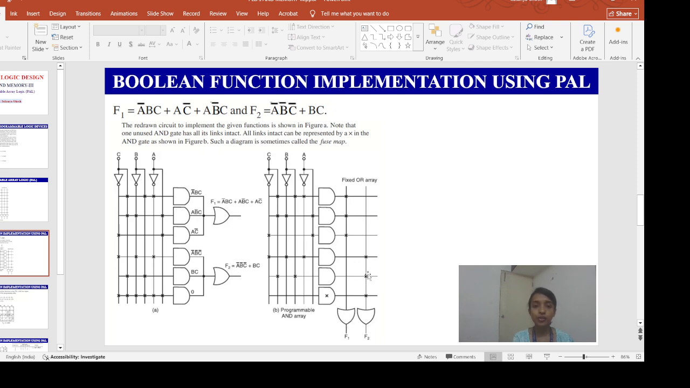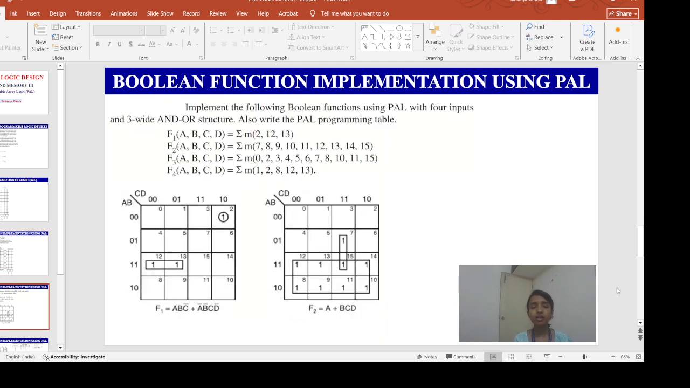And for F2, what is this? F2 is A bar, B bar, C bar. It will go to an AND gate, and then BC. So this is my B and this is my C. This goes to the AND gate. And the third AND gate is unused, so we will put a cross over here. And this is my F2 function. It will finally go to the OR gate.